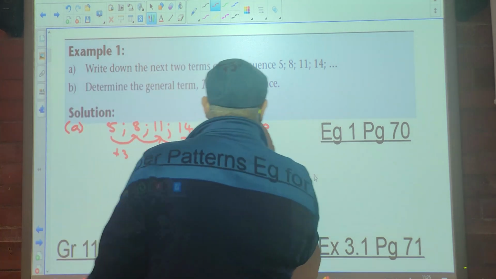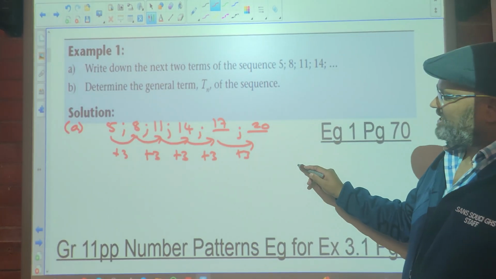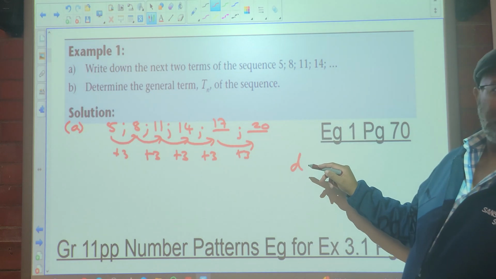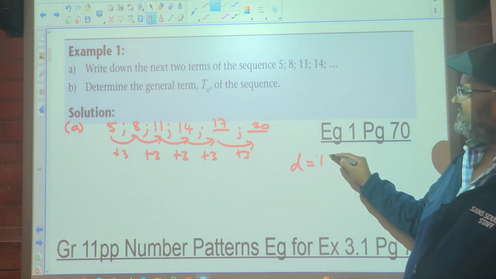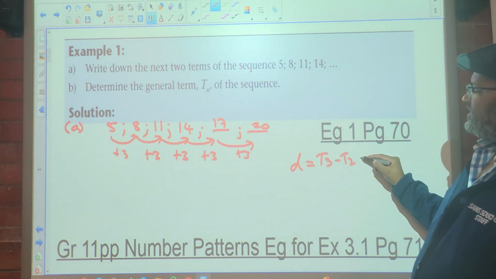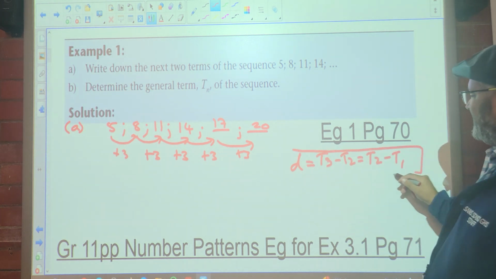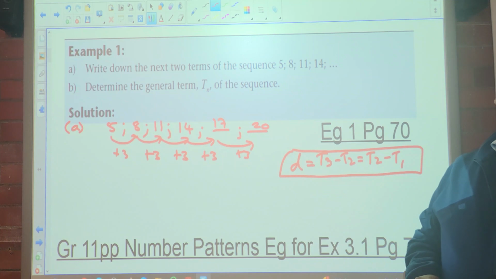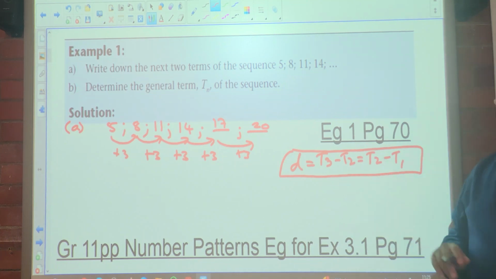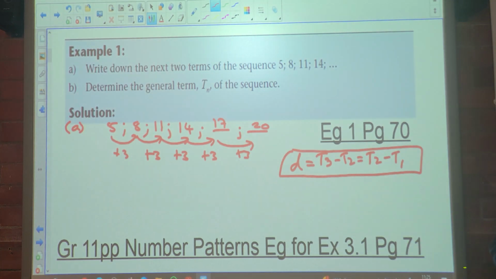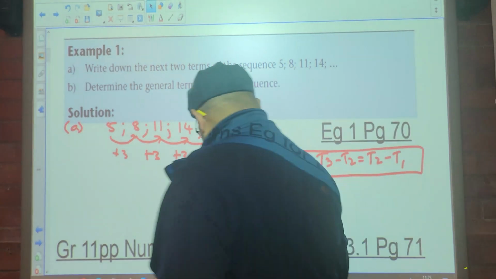Also, what makes this a linear pattern is that it has what we call a common difference. Now, how do you calculate the common difference? T3 minus T2 must be equal to T2 minus T1. This is what makes it linear, and this is exclusive to linear patterns only. Alright, you guys understand? Let's look at B.